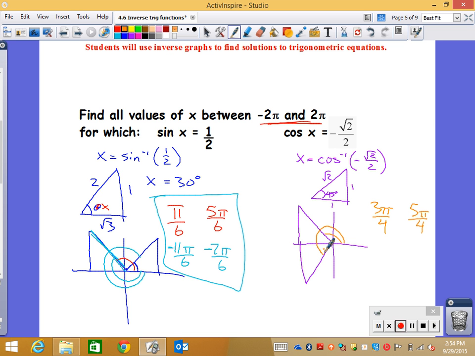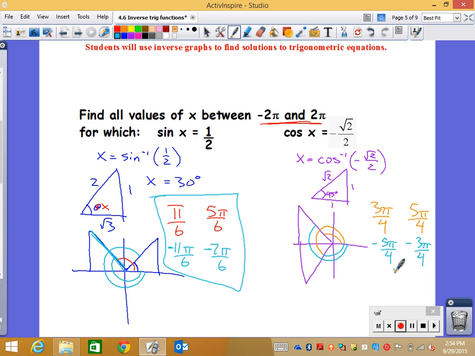Now to do the negative side, the negative 2 pi to 0, I start at positive x. Well, let's use a teal color here. Start at positive x and going to the first terminal side, it's a pi over 4 short of 1 pi, or negative 3 pi over 4. And lastly, we'll do the same thing. Start at positive x, come around, and I'm a pi over 4 greater than 1 pi, or negative 5 pi over 4.